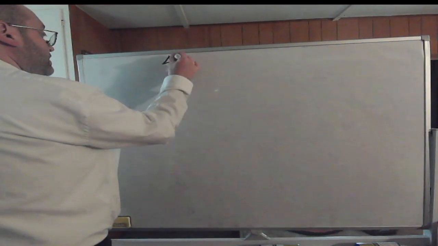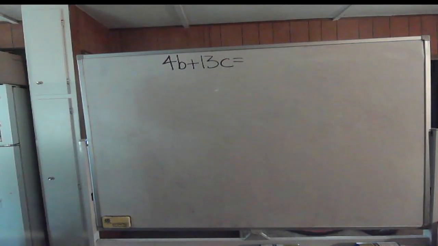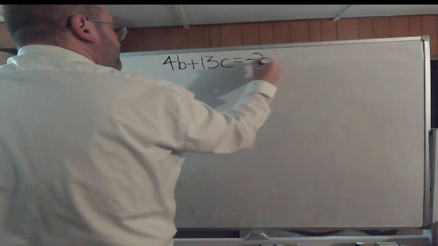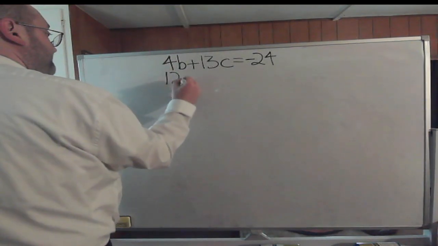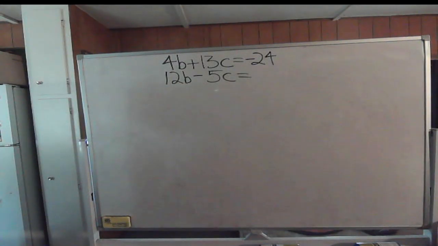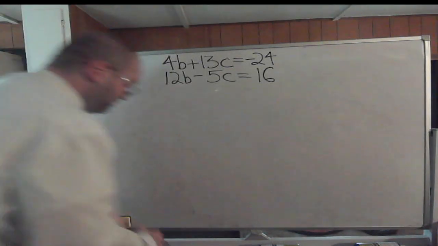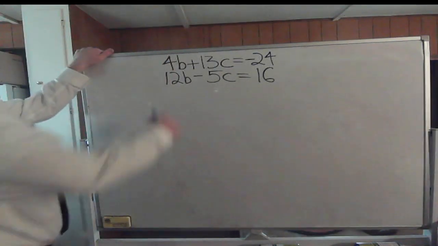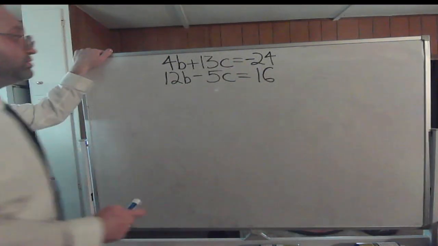Alright, what do we got next? 4b plus 13c equals negative 24. Then we got 12b minus 5c is going to be equal to positive 16. So in this system of equations, we have 4b plus 13c equals negative 24, then 12b minus 5c equals 16.